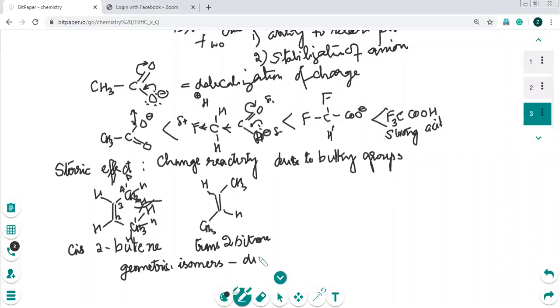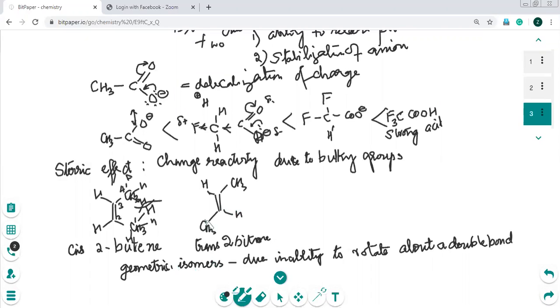Due to inability to rotate around a double bond. You cannot rotate around a double bond. You can rotate around a single bond, like you know. You can rotate a molecule around a single bond and you will get two different conformations, but rotation around a double bond is not allowed.